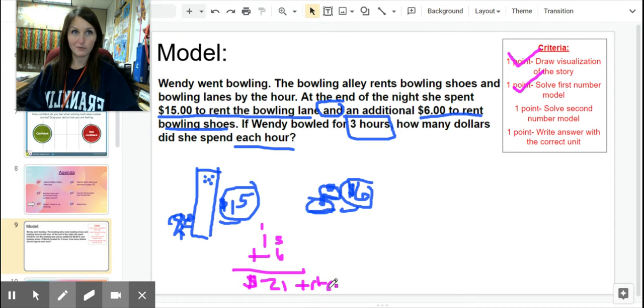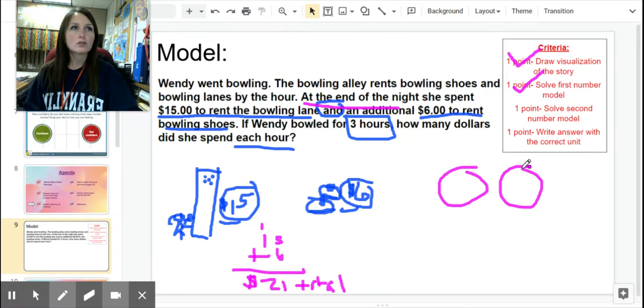I'm going to write that down so I don't forget. But she bowled for 3 hours. So this isn't just 1 hour, because this was the total. It says at the end of the night, this is what she spent. So I'm not going to add 21 plus 21 plus 21, because then that would be more than $21, and $21 is my big number. So I think what I have to do is divide. Here's 1 hour, 2 hours, 3 hours, and I have to divide 21 and figure out how much money was each hour. So this is hour 1, hour 2, and hour 3.